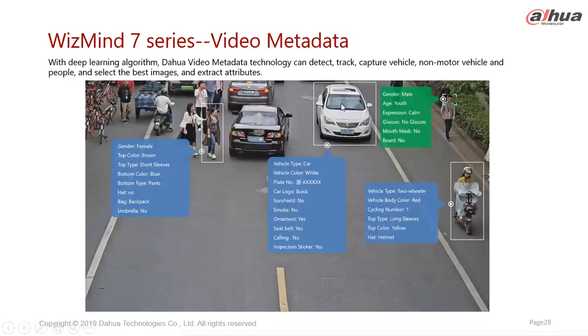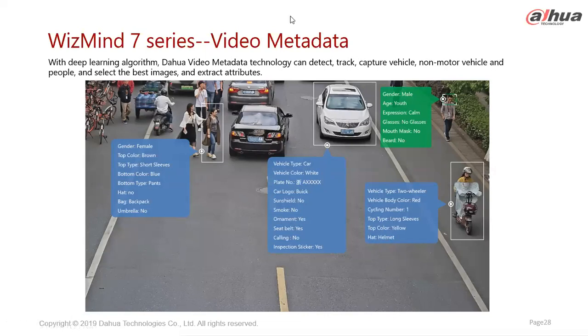There's the video metadata. Metadata is basically data about data. So when you're doing video metadata with the Wizmind 7 cameras, if you are taking a picture of a car, you get to know which color it is, whether it's giving off smoke, and so on. Metadata is those little pieces of information that you need to get from a general object.